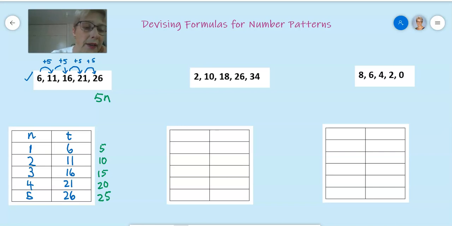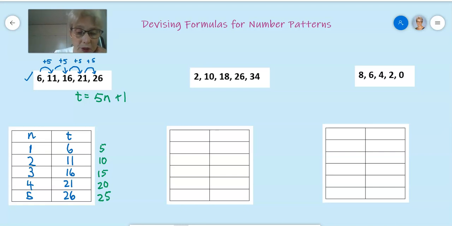Now you can see that in my first term, it's 1 more than 5. 5 plus 1 gives me 6. 10 plus 1 gives me 11. 15 plus 1 gives me 16. 20 plus 1 gives me 21. 25 plus 1 gives me 26. So the next part of my formula is plus 1. I complete my formula by writing T equals 5n plus 1. So this is my formula for this particular number pattern.